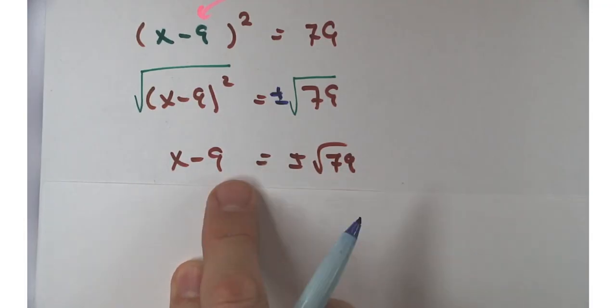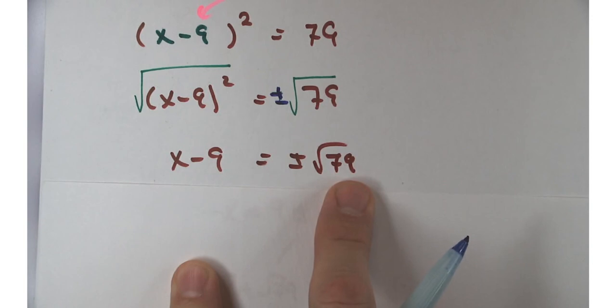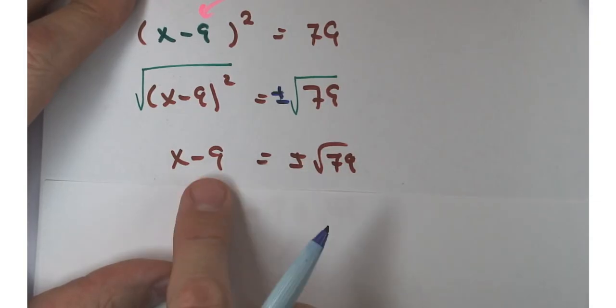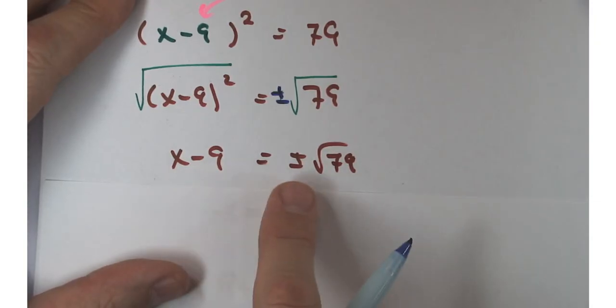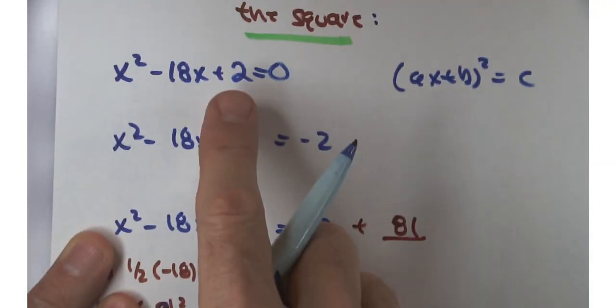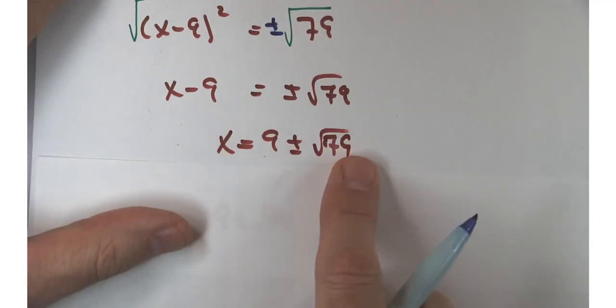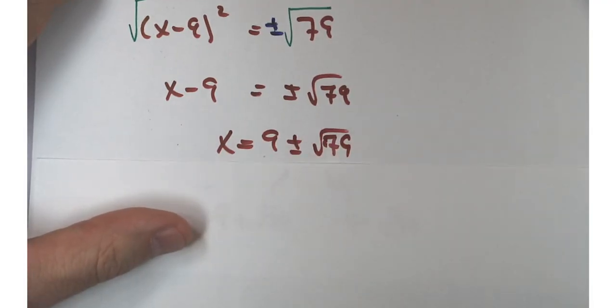These aren't like terms. If they were, if this was a number like 5, then I'd have to be careful. But let me just move the 9 to the right-hand side. When it changes sides, it changes signs, just like we saw up here. 2 became a negative 2. Negative 9 is going to become a positive 9. And there's your two answers right there.